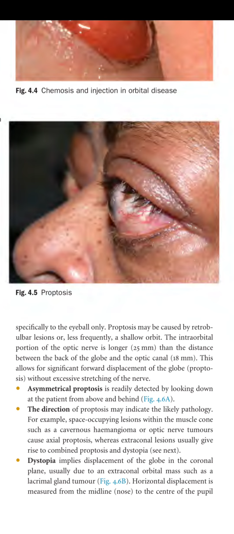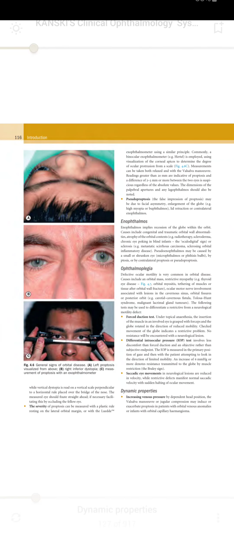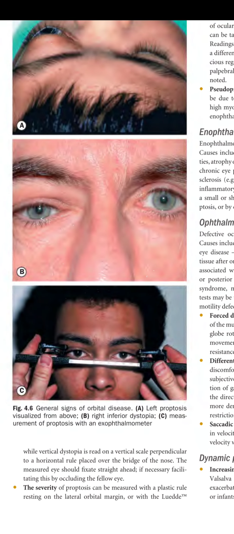Horizontal displacement is measured by the midline of the nose to the center of the pupil, while the vertical dystopia is read on a vertical scale perpendicular to the horizontal rule placed over the bridge of the nose. The measured eye should fixate straight ahead, if necessary facilitating this by occluding the fellow eye. So, what it is trying to explain is that there can be vertical dystopia and horizontal dystopia. Horizontal dystopia means the eye can move laterally, and vertical means it can move up and down.